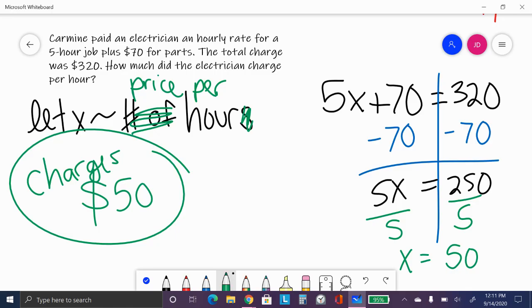Some key important parts. We're setting up a two-step equation. Usually when you see a total charge, that goes after the equal sign. And if you see a word per or each, that's kind of the rate you're multiplying the variable by. That's what you're multiplying the letter by.